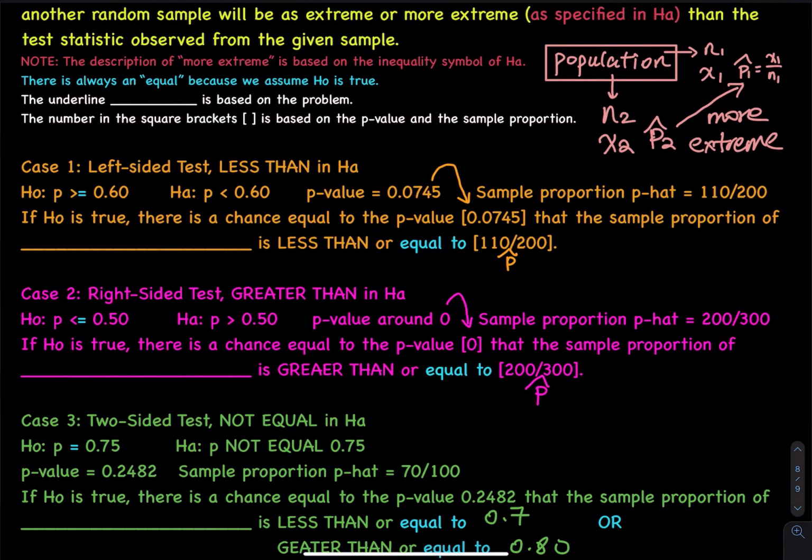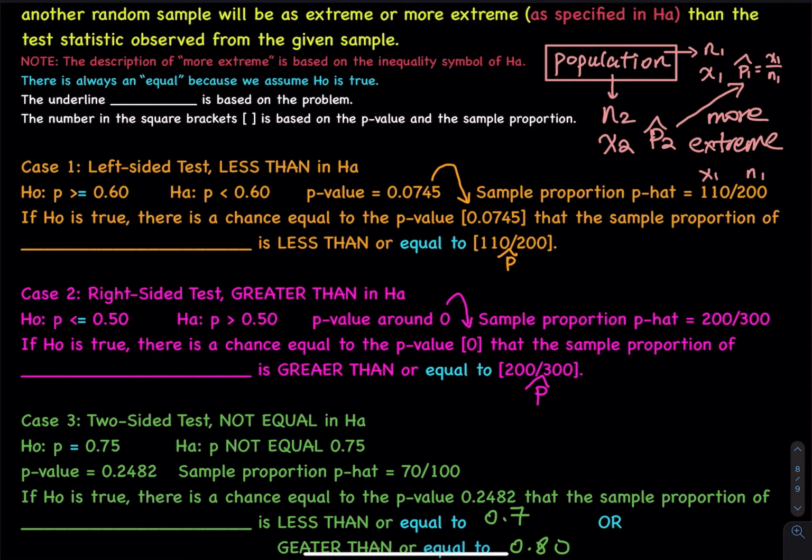So based on this, you can tell that 110 is x1 and 200 is n1. They introduce a sample size, right? And then they gave you the number of successes in the sample. So x1, n1, then you have your sample proportion p hat. So how do you explain the p-value? The p-value in the first case is equal to 0.0745. What does that mean for this problem? So here is the explanation. If H0 is true, you always have to start with this.